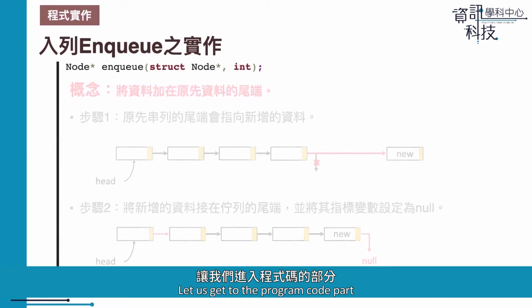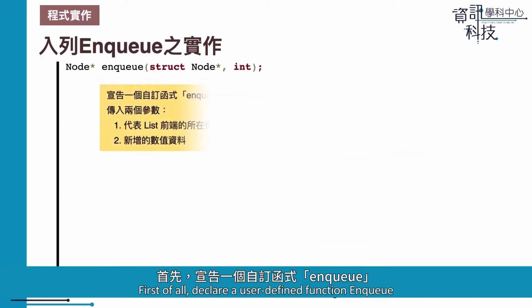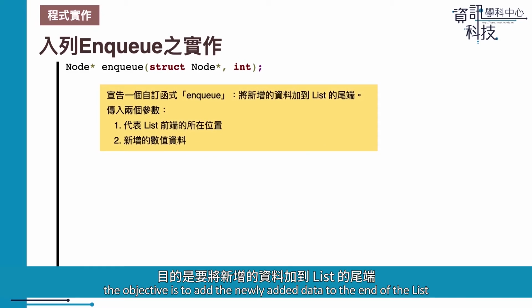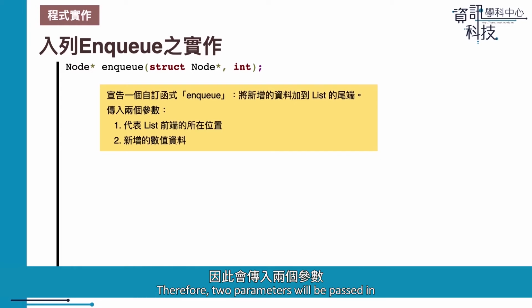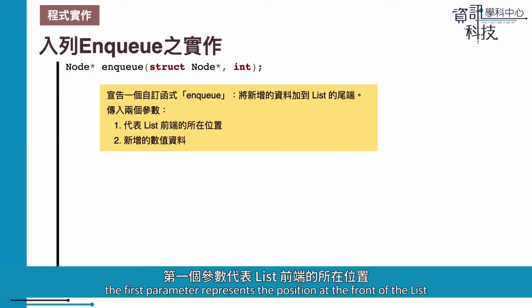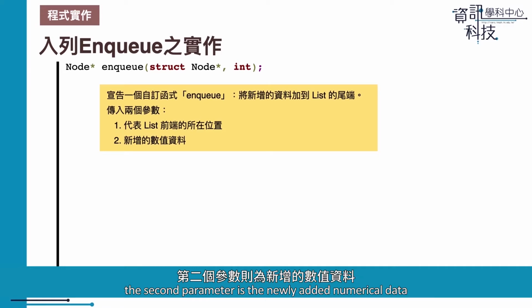Let us get to the program code part. First of all, declare a user-defined function Enqueue. The objective is to add the newly added data to the end of the list. Therefore, 2 parameters will be passed in. The first parameter represents the position at the front of the list. The second parameter is the newly added numerical data.